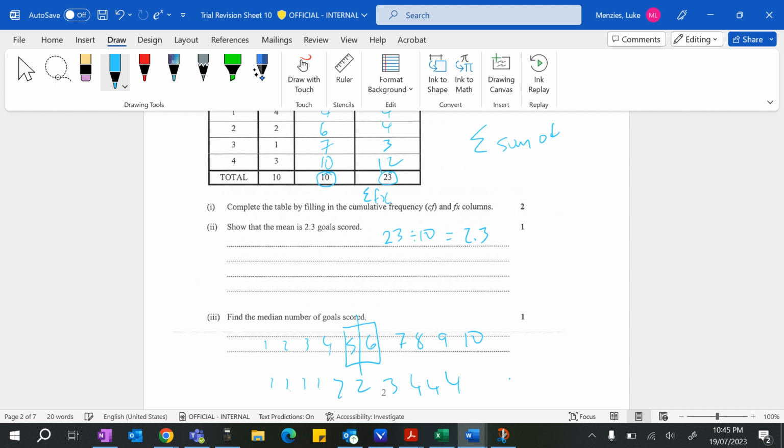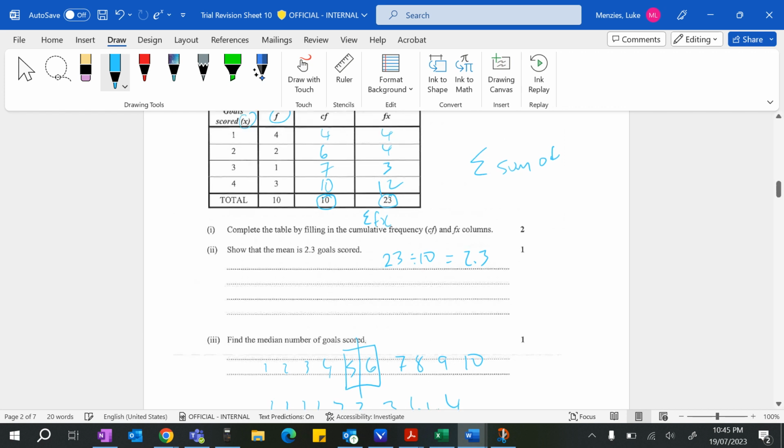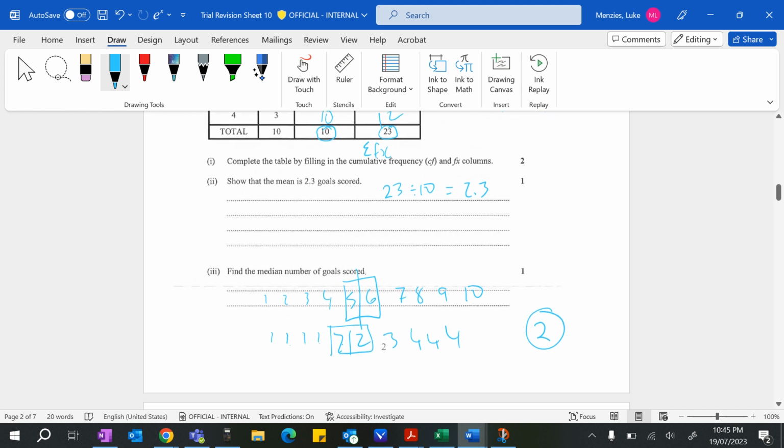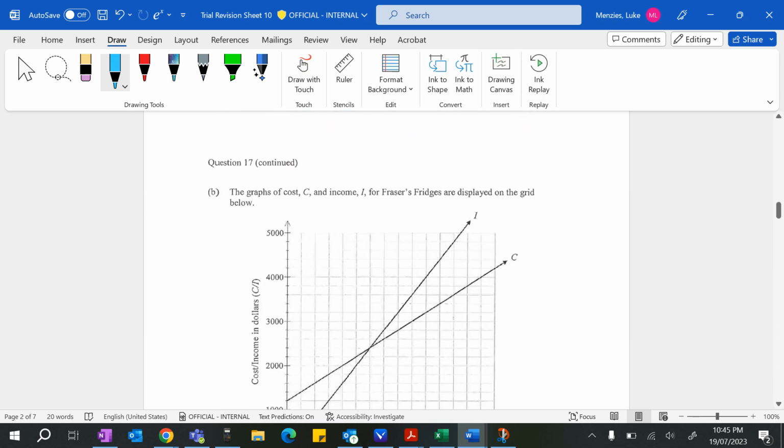1, 2, 3, 4, 5, and 6. Okay, so halfway between 2 and 2. So this is what we want to know. And in this case, halfway between 2 and 2 is just 2. If it had been different numbers like 5 and 6, you would have added them together and just divided by 2. So that's a tough one.